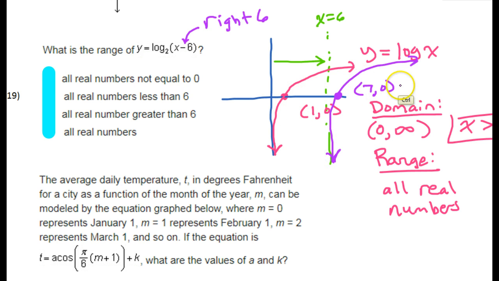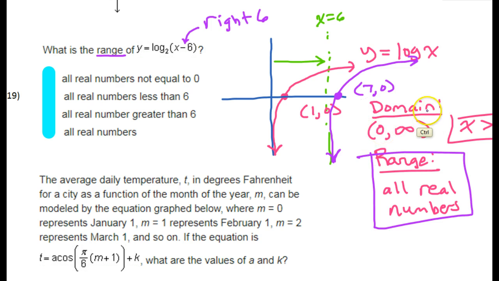Okay, that's way more information than we needed to answer this question. I'm just trying to educate you. The only thing that we were actually asked for was the range. So you can see that shifting this graph over to the right does not affect how far it goes up and down. It still goes down forever and up forever. So the range is still going to be all real numbers.